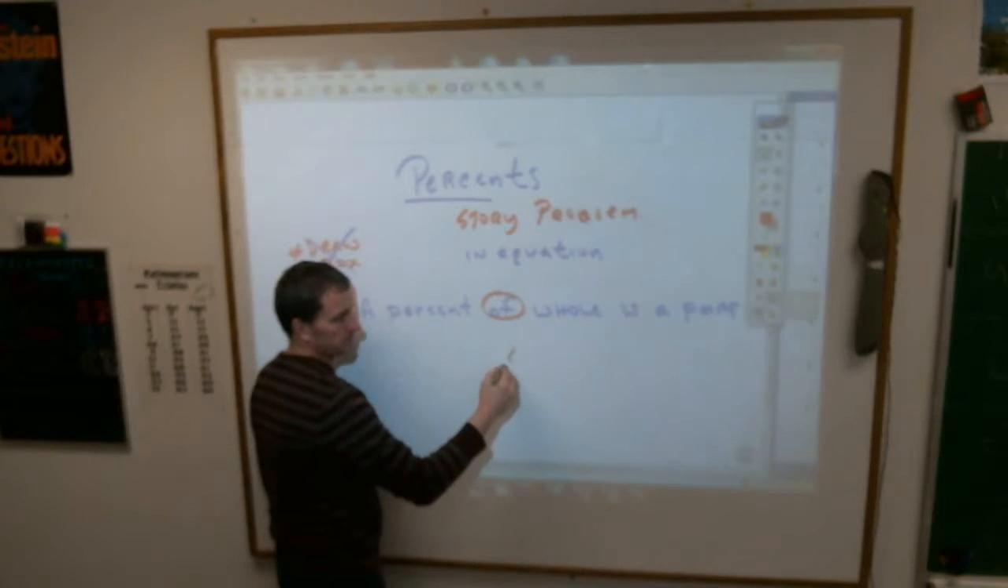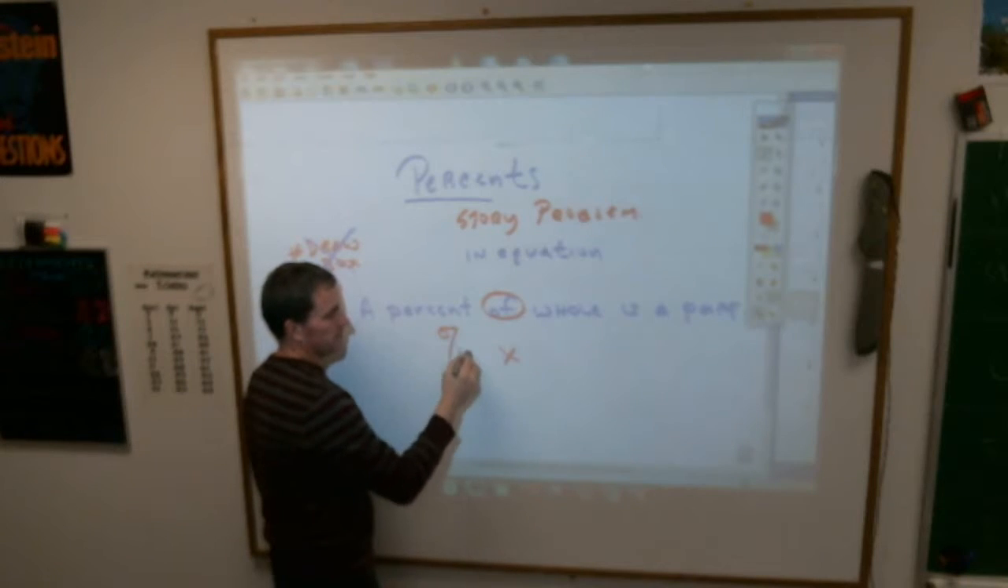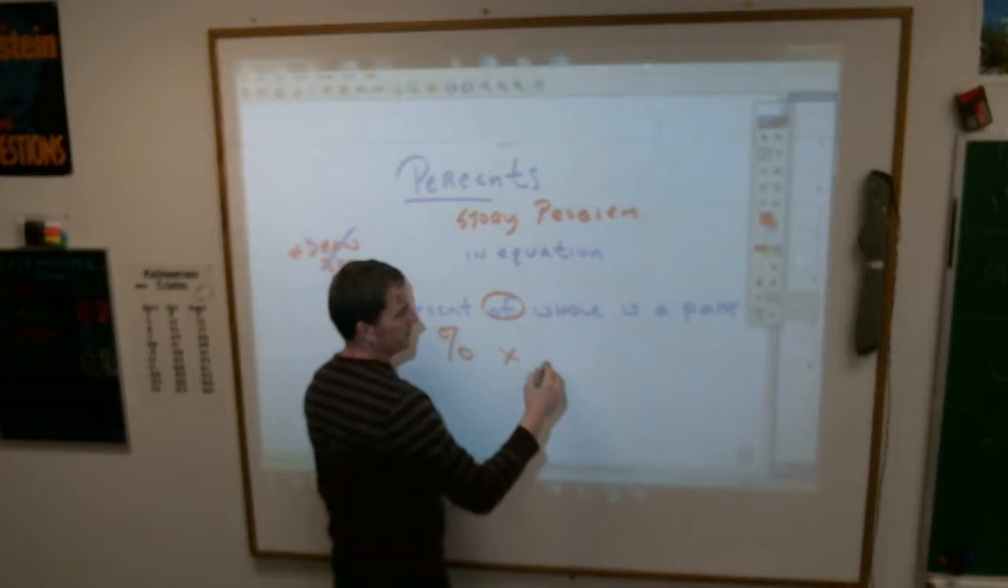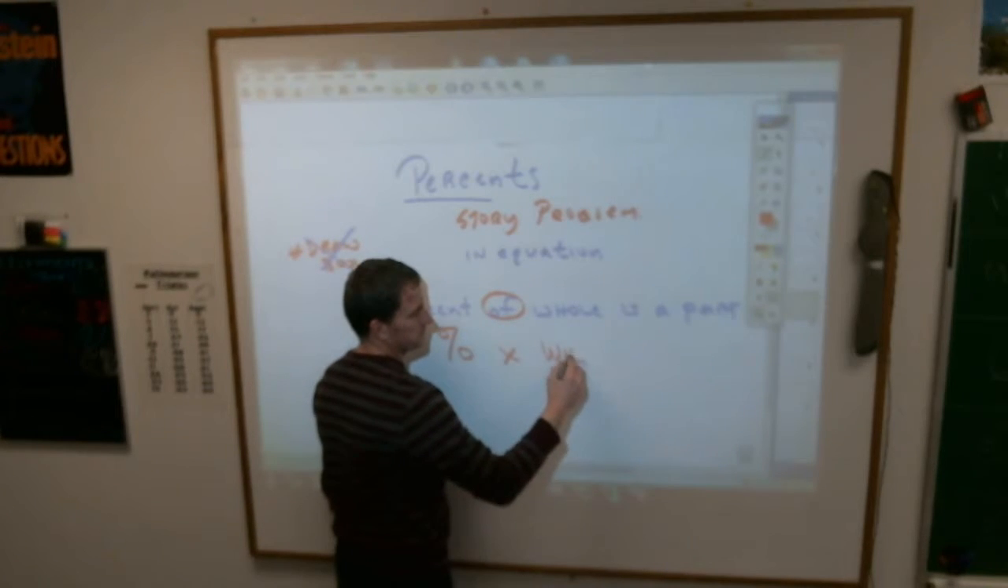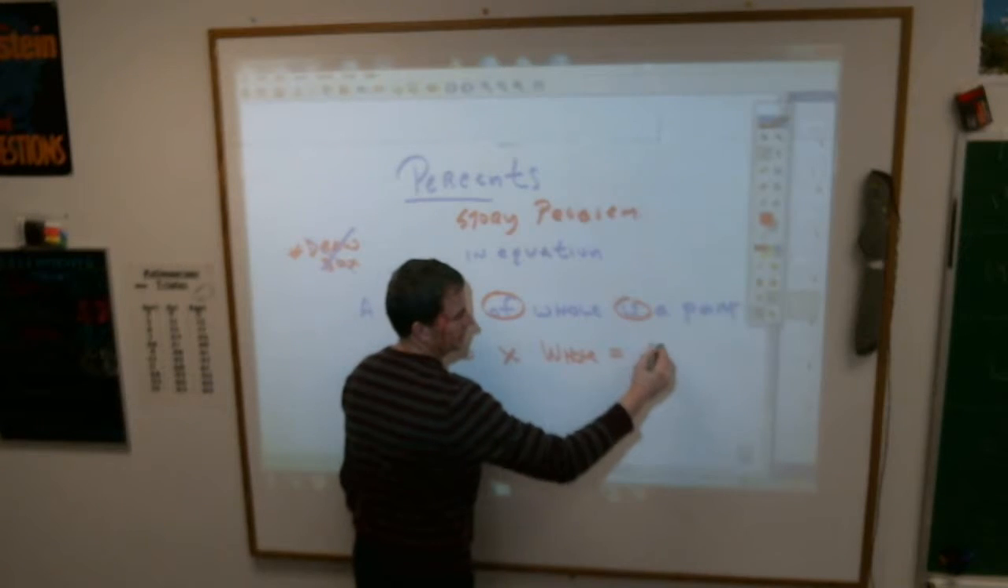Now, if I change my English sentence into a math sentence, the word of changes to multiplication, right? A percent, that is your percent, times the whole number, is, equals, a part.